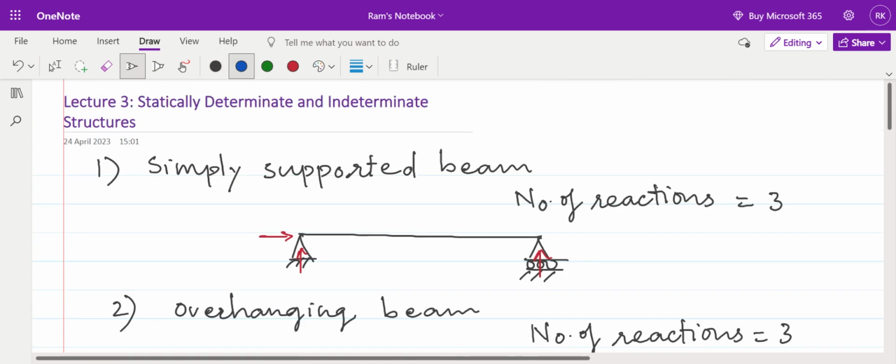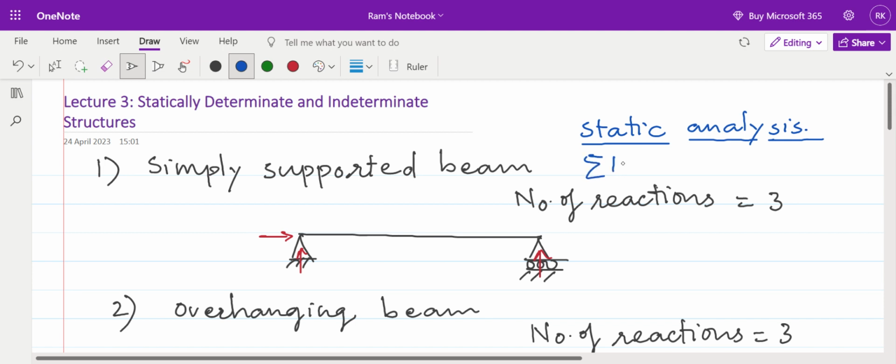Now we know there are only three equations of equilibrium in static analysis. What are those equations of equilibrium? We have seen in two dimensions, in two-dimension static analysis, we can get only three equations of equilibrium. We'll talk about three-dimension analysis later.